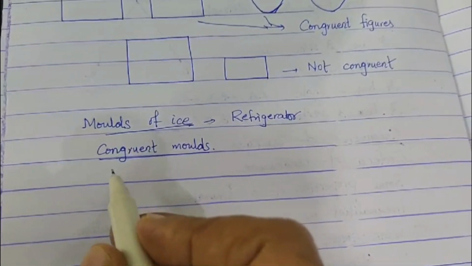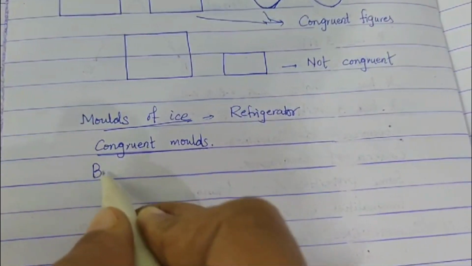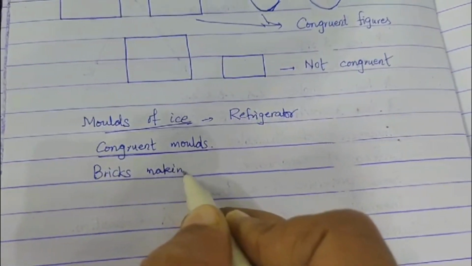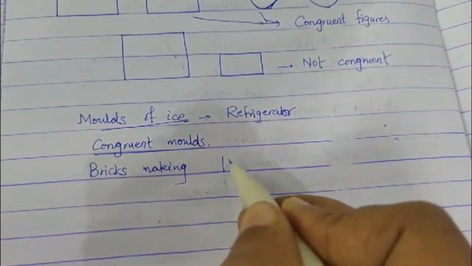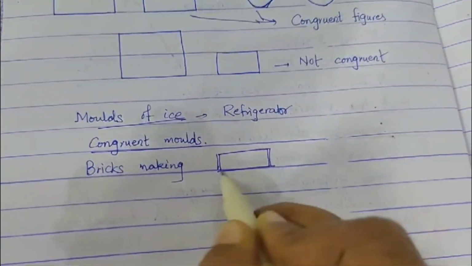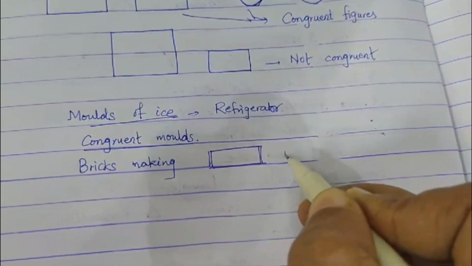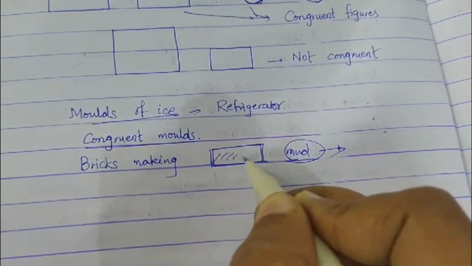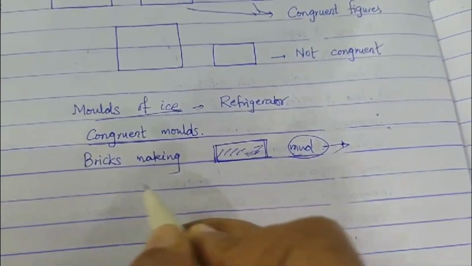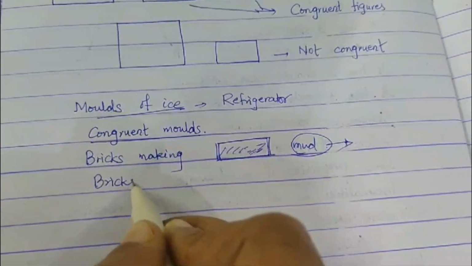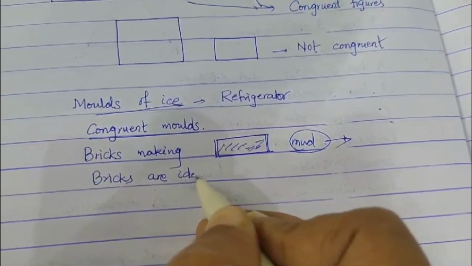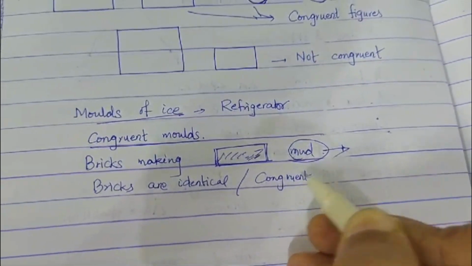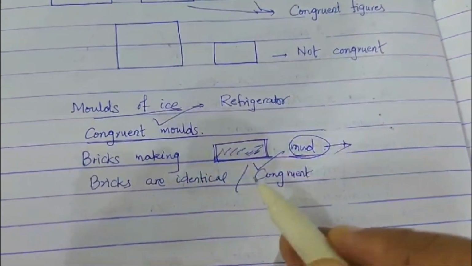Second example, you might have seen bricks. In the brick making procedure, they have a mold or cast like this, and they put mud and mixed material in this, and they make the bricks of the same size and shape. So bricks are identical, that means they are congruent. So these molds are also congruent. These molds and this ice mold, all are congruent.